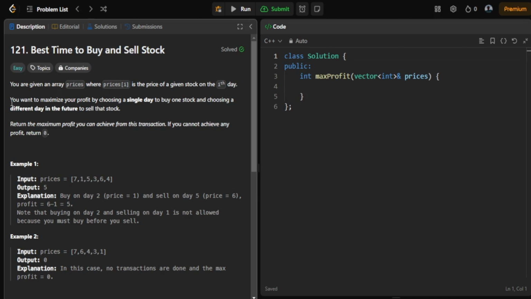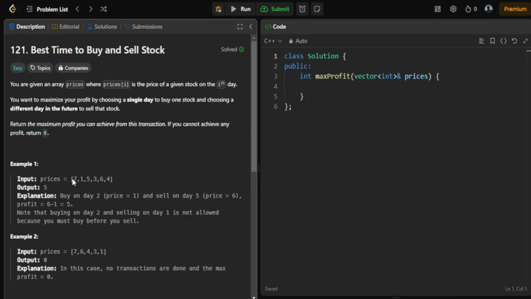Now you want to maximize your profit by choosing a single day to buy one stock and choosing a different day in the future to sell that stock. So we want to maximize our profit by choosing a single day to buy and a different day in the future to sell that stock. And we have to return the maximum profit you can achieve from this transaction. If you cannot achieve any profit, then return 0.